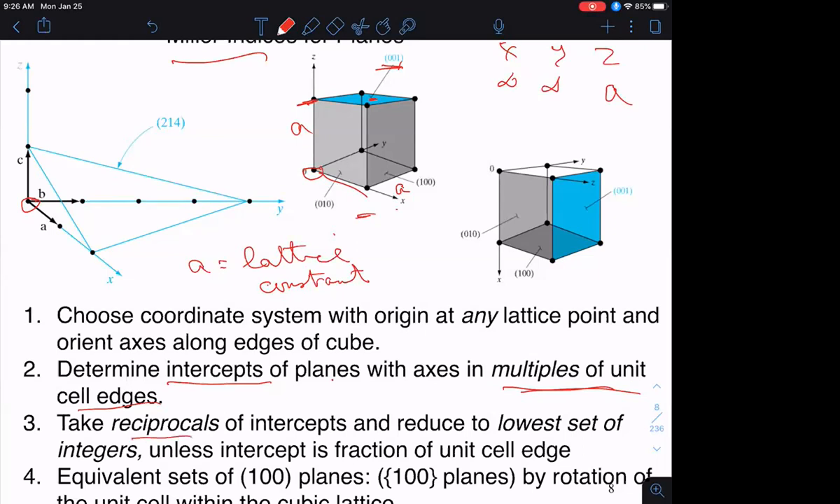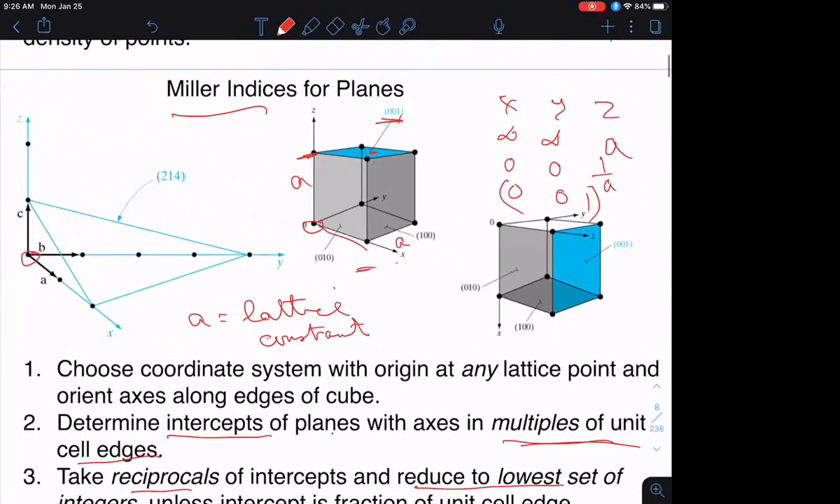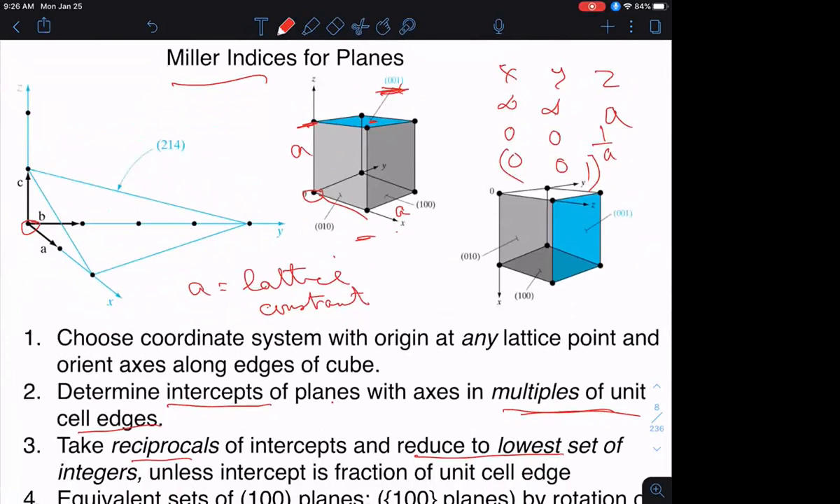Next step is to take the reciprocals of those. What is the reciprocal of infinity? 0, 0, 1 over A. And then finally, you reduce them to the lowest set of integers. So in this case, I multiply throughout by A, and I get 0, 0, 1, and I enclose them in parentheses as shown over here. So the Miller index of this particular plane is (0 0 1).